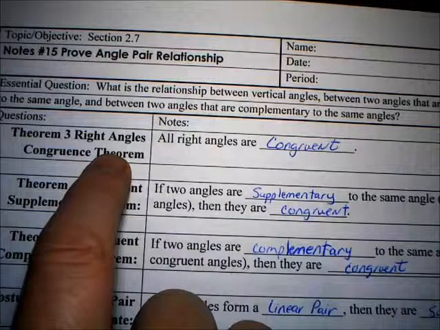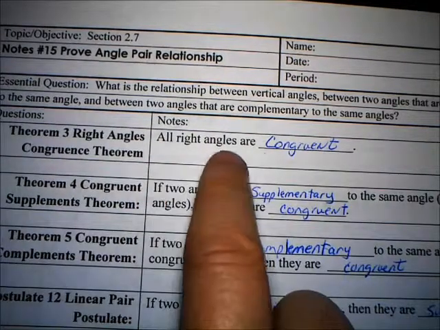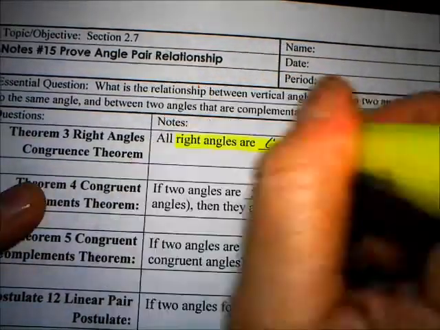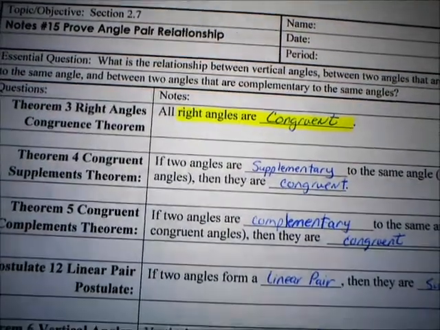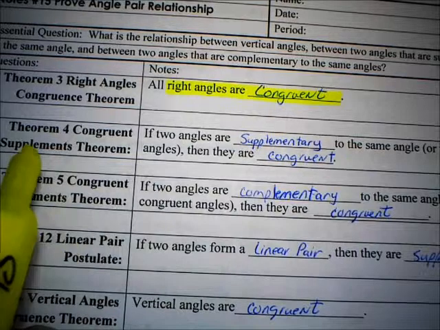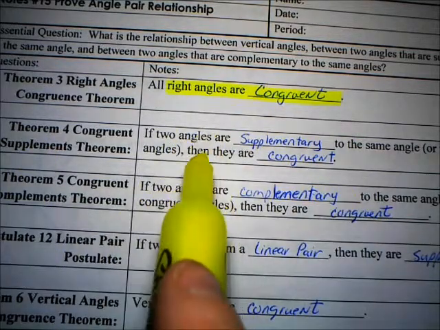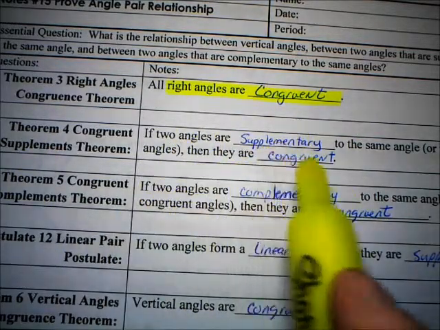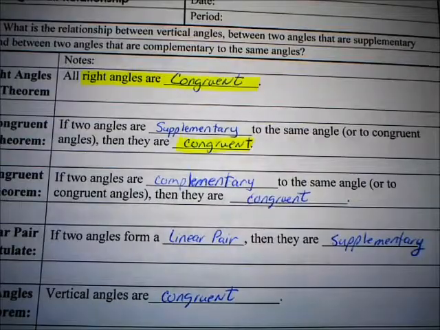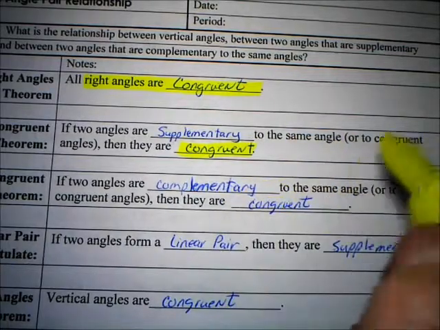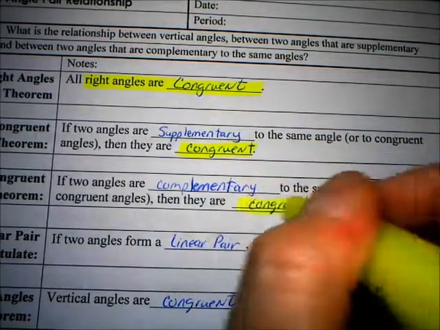Theorem 3, right angle congruence theorem. It says all right angles are congruent. Theorem 4 is the congruent supplements theorem. So if two angles are supplementary to the same angle, then they are going to be congruent to each other. On number 5, the congruent complements theorem is just like the supplements one: if two angles are complementary to the same angle, then they're going to be congruent.